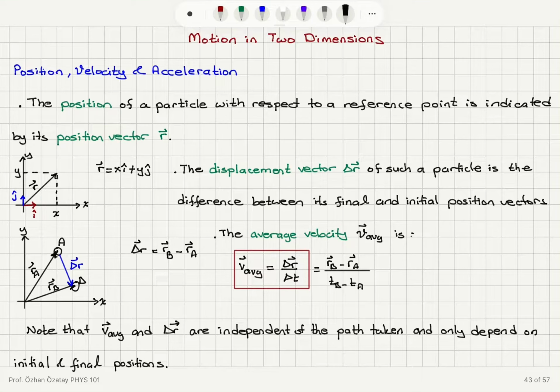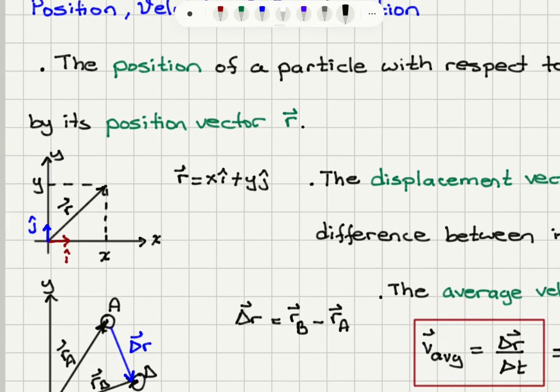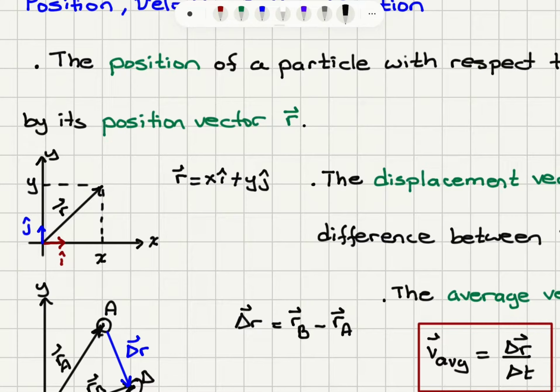Now we're going to generalize what we know in one dimension to two dimensions. The definitions of position, velocity, and acceleration are the same, except that now we have to worry about both x and y components. The position of a particle with respect to a reference point is indicated by its position vector r. If this reference point is our origin, you can see that the r vector points from the origin to the location of the particle, and it has components x and y.